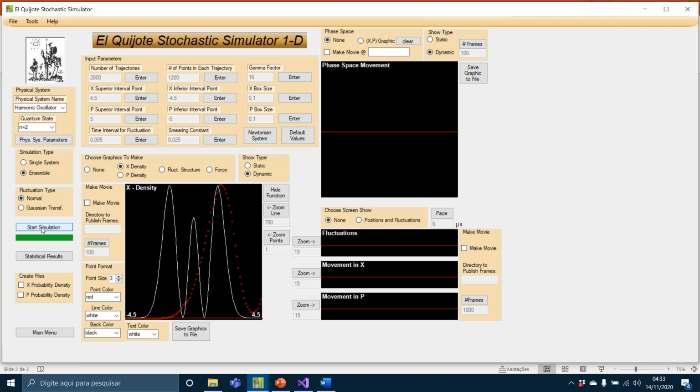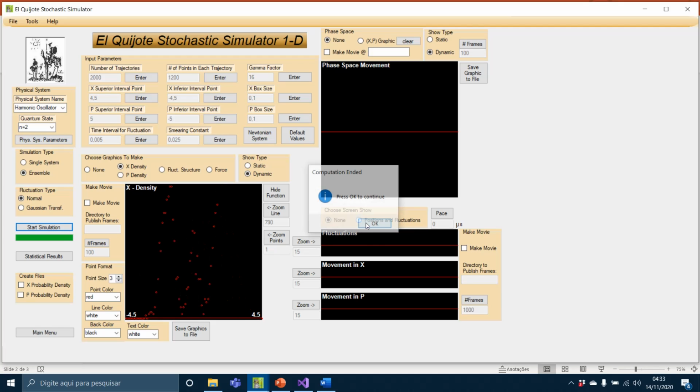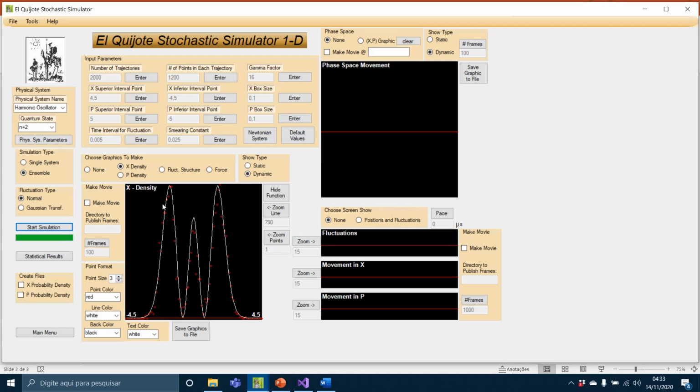The simulation is quicker. Let's see what happens here. And this is what we get. See, we get exactly the same result. So the two results, one for the single system and the other for an ensemble of systems, are just equal, and this is what we mean by the ergodic assumption.